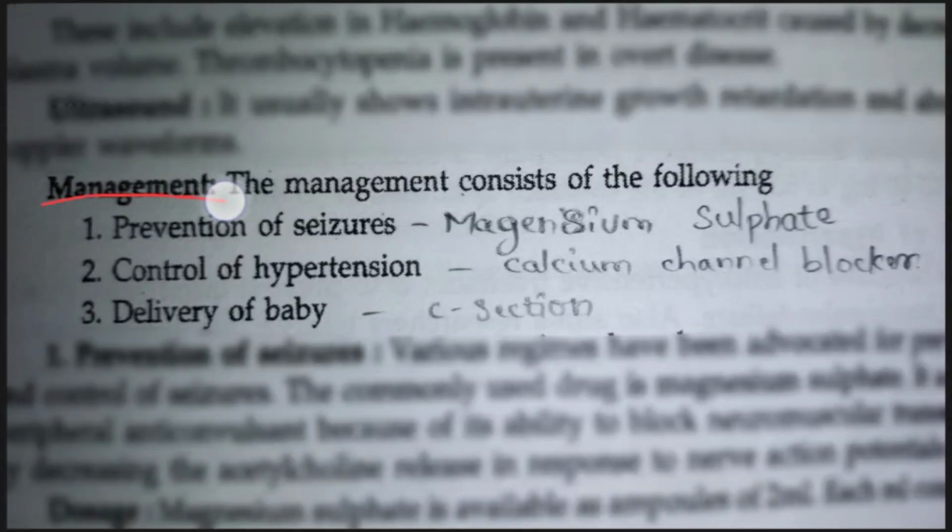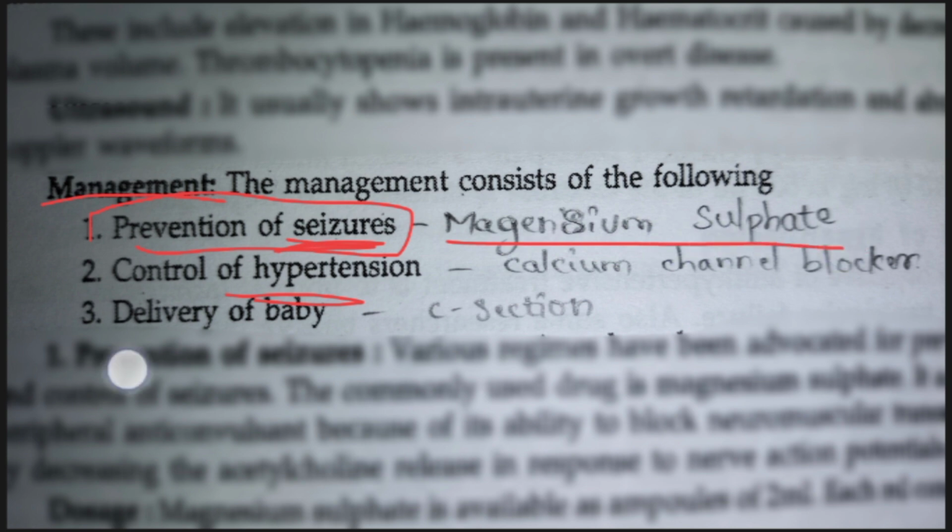Management of hypertension. More than the hypertension, the seizure is given the priority. First, we need to prevent these seizures, and it is done by providing magnesium sulfate solution. This is provided in two ways. One is 2 grams in 8 ml, and the other is 4 grams in 12 ml. We give it by diluting in distilled water.